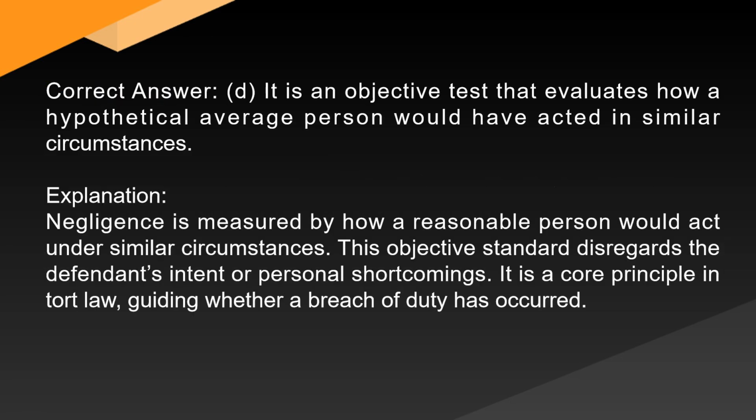Correct answer: D. It is an objective test that evaluates how a hypothetical average person would have acted in similar circumstances. Explanation: Negligence is measured by how a reasonable person would act under similar circumstances. This objective standard disregards the defendant's intent or personal shortcomings. It is a core principle in tort law, guiding whether a breach of duty has occurred.